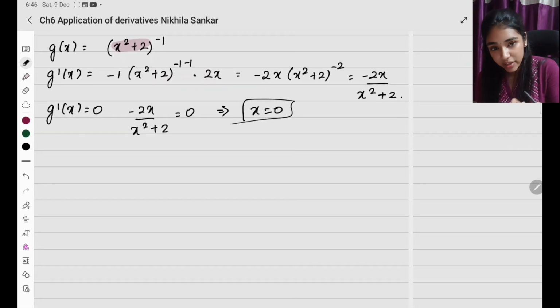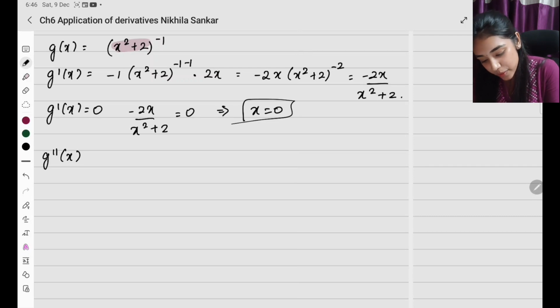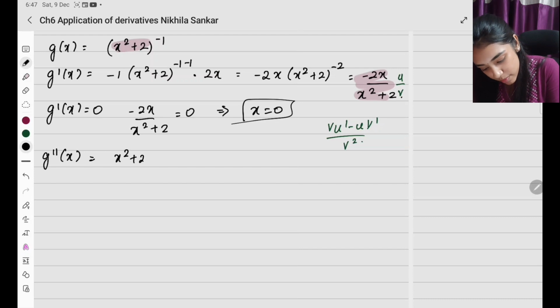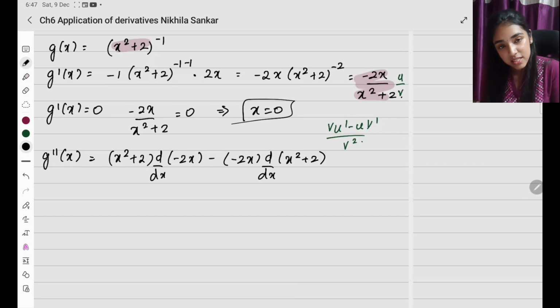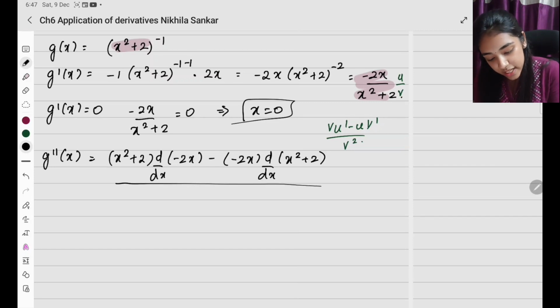Now only if we take the second derivative will we know whether it is minimum or maximum. So I have to find my g double dash of x, which is going to be, this is g dash of x. So this is of the form u divided by v, and according to the formula it is going to be v u dash minus u v dash divided by v square, denominator square. So when I do that, v u dash is going to be x square plus 2 times d by dx of minus 2x, minus 2x times d by dx of x square plus 2. Wherever there is a minus I put a bracket, you see? So never miss that. The whole divided by x square plus 2 the whole square.